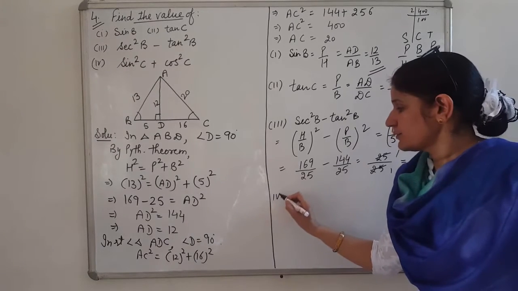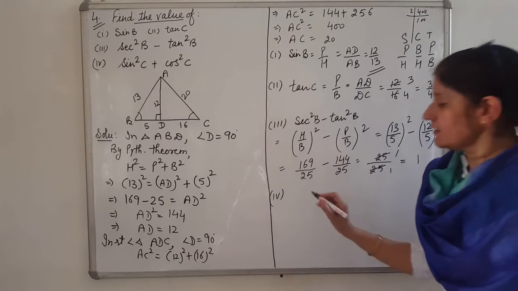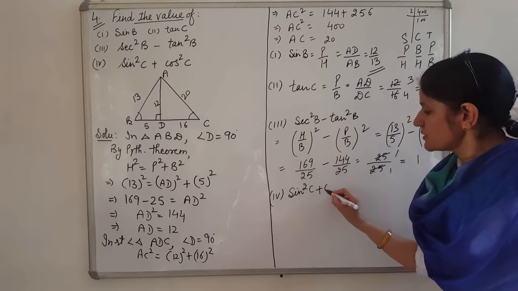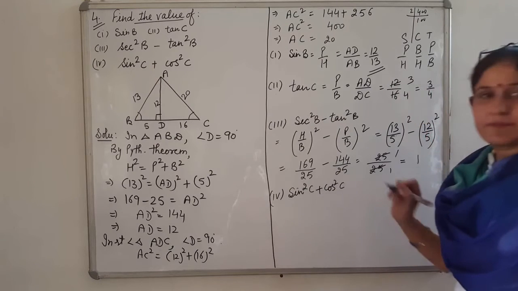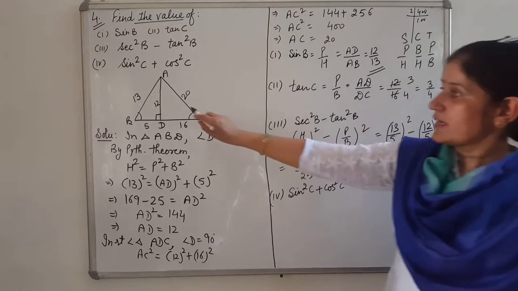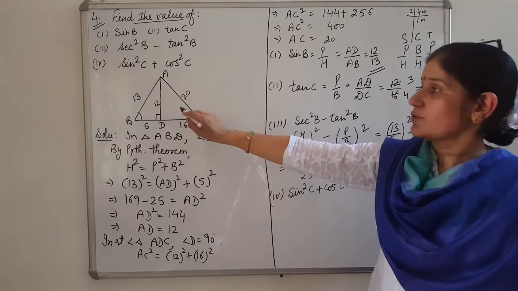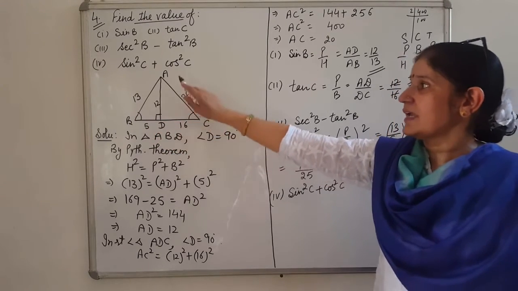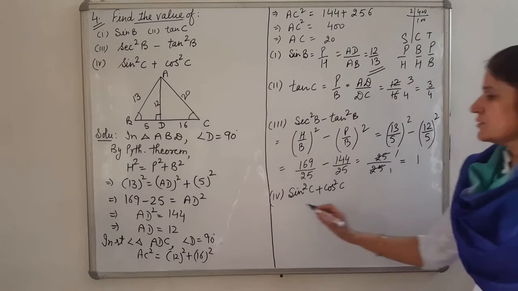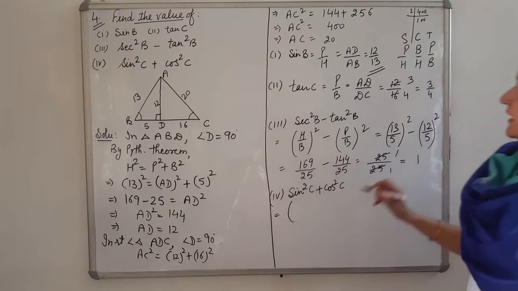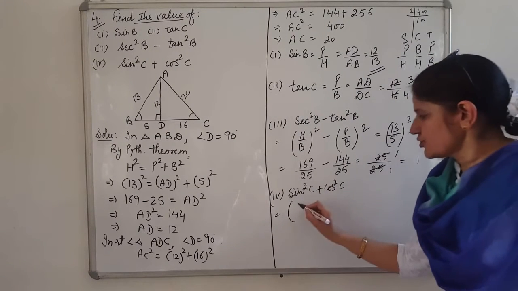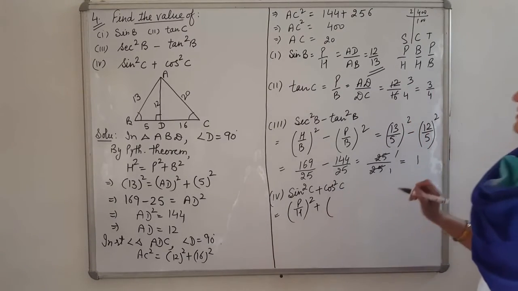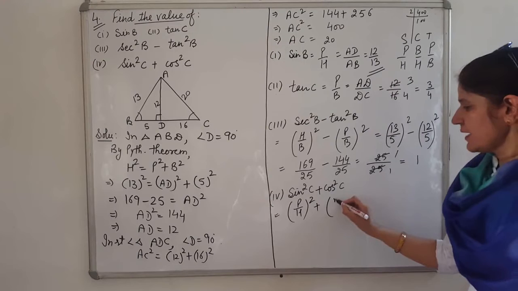Now the fourth part. You have to find the value of sin square C plus cos square C. That means you have to take another triangle here. You are not going to take the triangle ADB now. You will take ADC. So sine is p over h, and here cos is b over h.